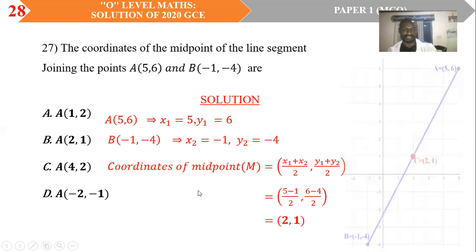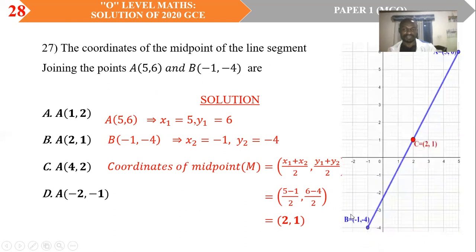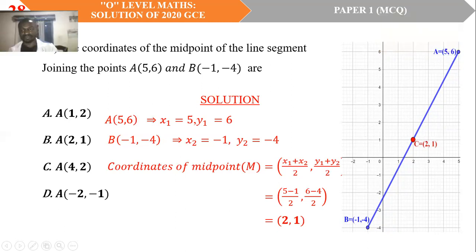If we want to see the geometry of it before the answer, if we draw this line segment joining the points A and B, you see that the midpoint of that line segment will be at (2, 1). This confirms our solution. So the answer is B.